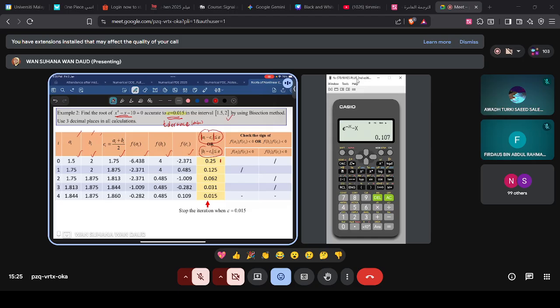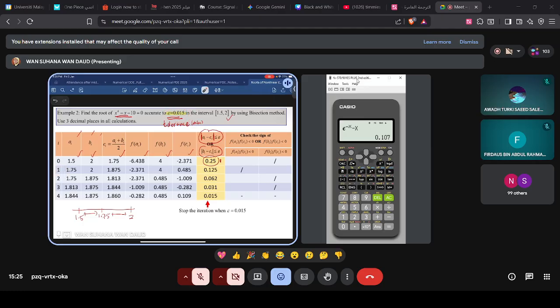You can use your calculator now and check on your own. 1.5 minus 1.75 or 2 minus 1.75. The value will be the same because 1.75 is the midpoint. Here is 1.5, here is 2, so this has to be the same. So you get 0.25, which does not satisfy the value of epsilon yet. So we need to continue the iteration.